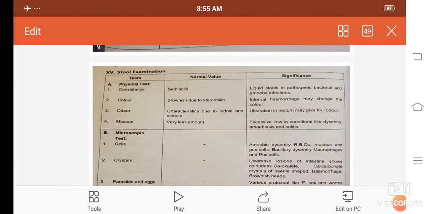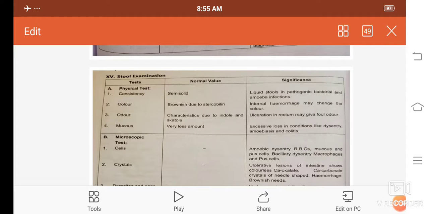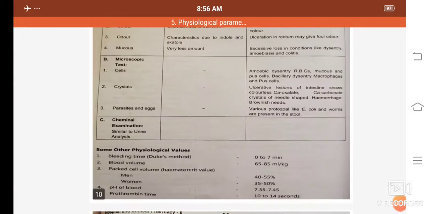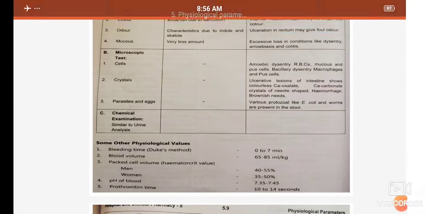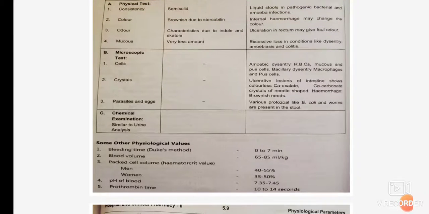So in this lecture we discussed the urine analysis test, then CSF examination, and last one, stool examination. Students, be aware that the fifth chapter, that is physiological parameter, ends with this lecture. So thank you.